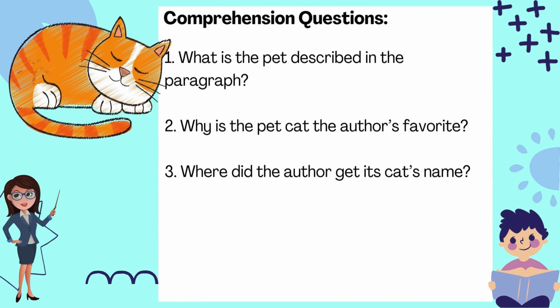Now, let's try to answer the comprehension questions. You have 1 minute to answer this. What is the pet described in the paragraph? Number 2. Why is the pet cat the author's favorite? Number 3. Where did the author get its cat's name?